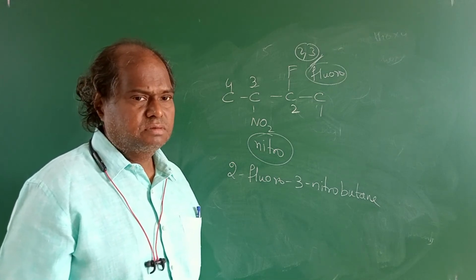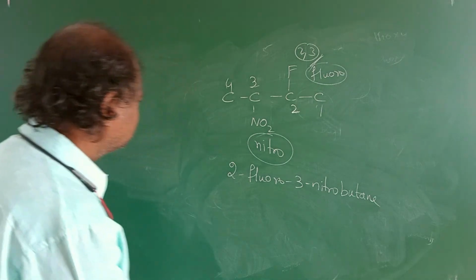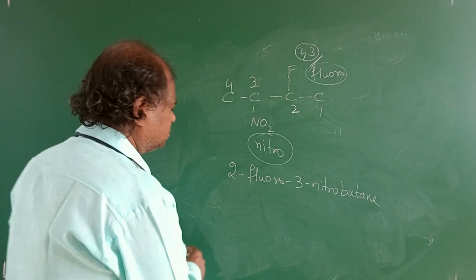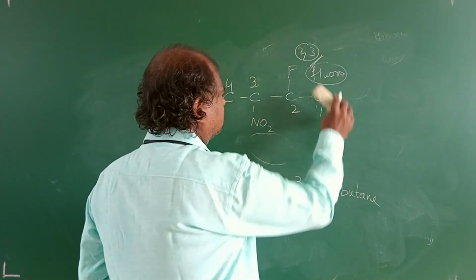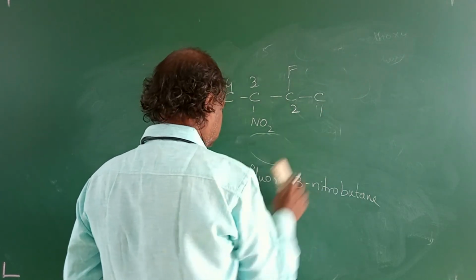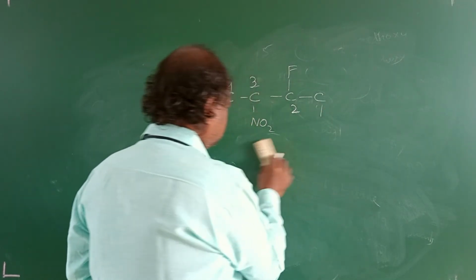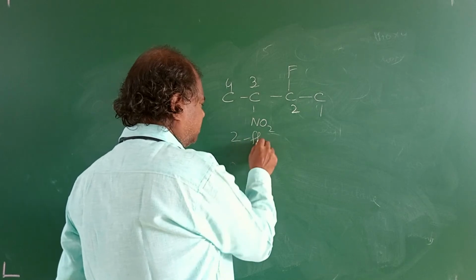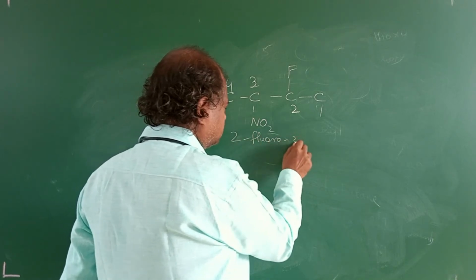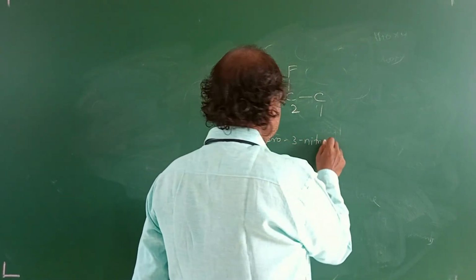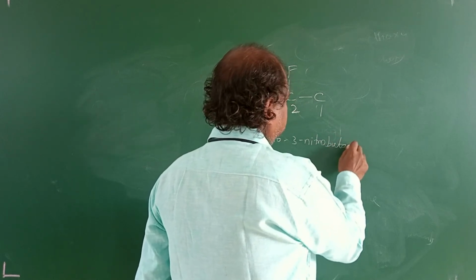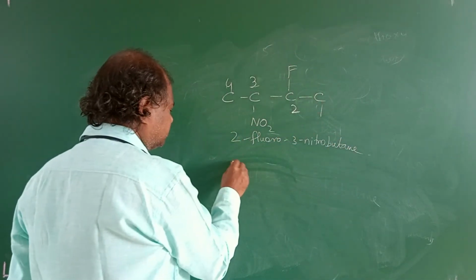Is that clear? Like I'll give one more example, just see now. What is the name of this compound? 2-fluoro. Now students, suppose there is a situation like this, just see now.